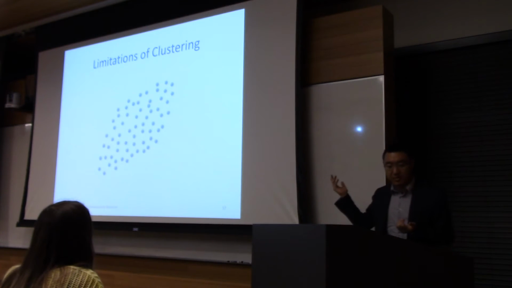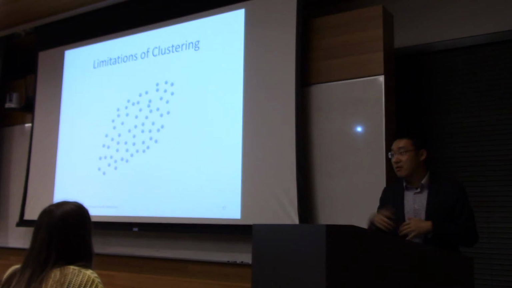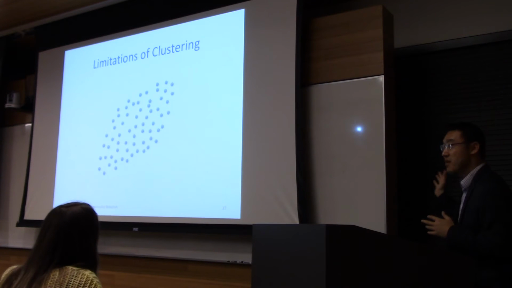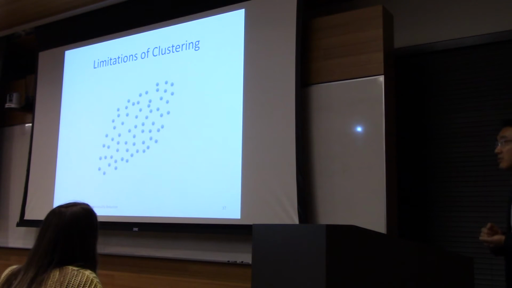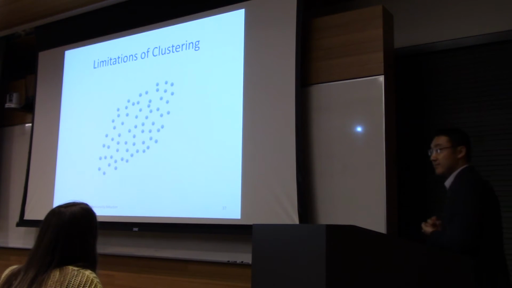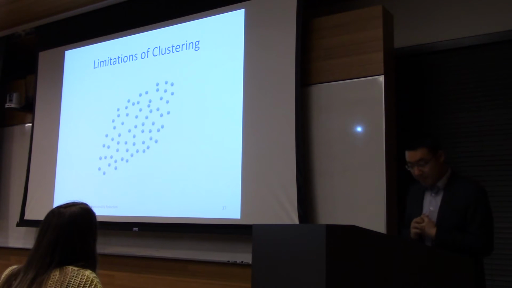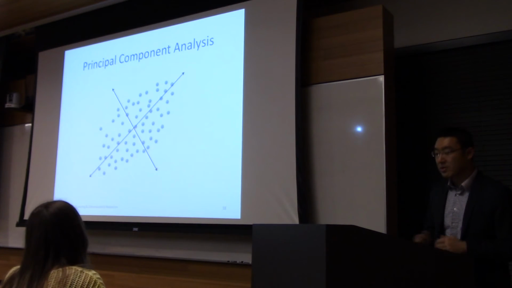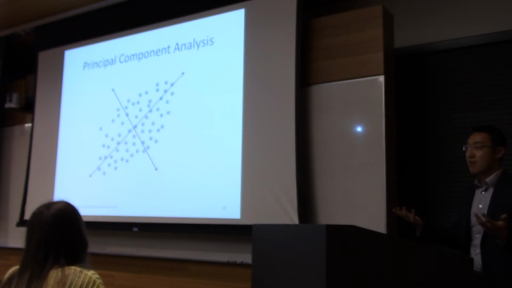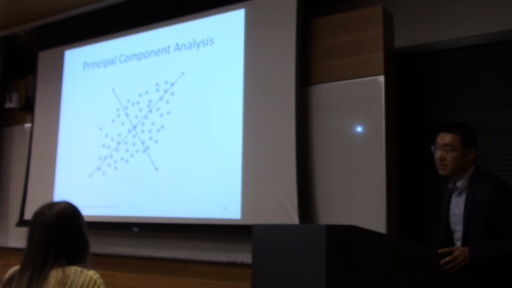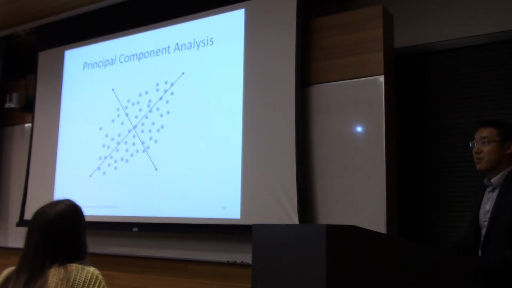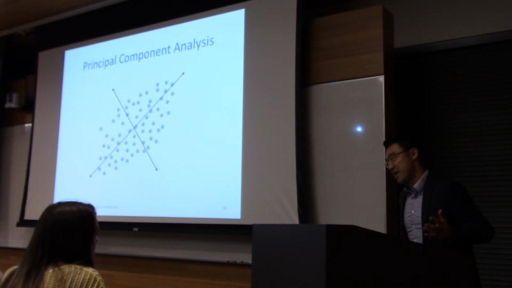Can anyone give me a clustering of this data set? Clearly, there's some interesting structure here, right? But it's actually quite difficult to define a clustering over this data set, right? And so now we're going to look at principal component analysis, which is very, very closely related to the singular value decomposition. In fact, for all intents and purposes in machine learning, the two are basically the same thing.